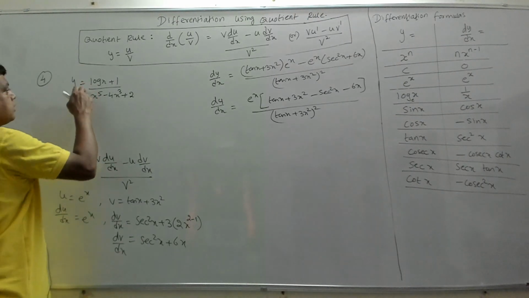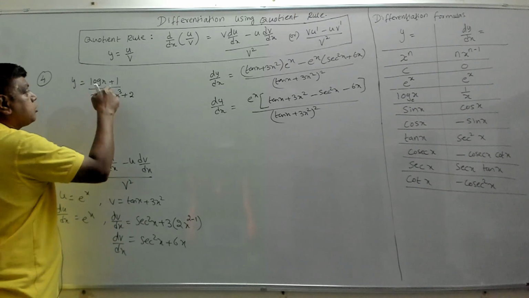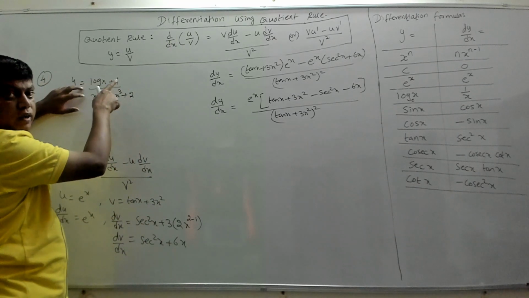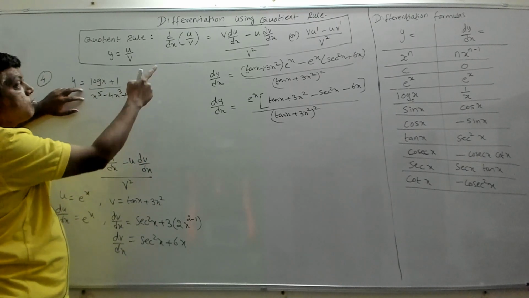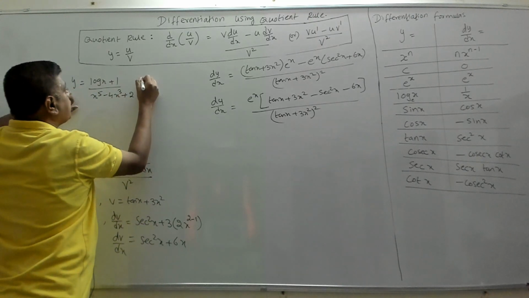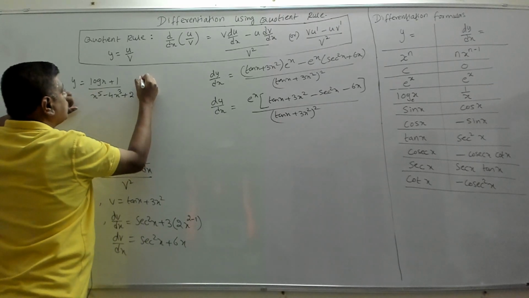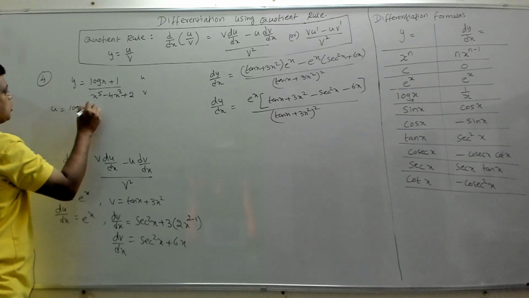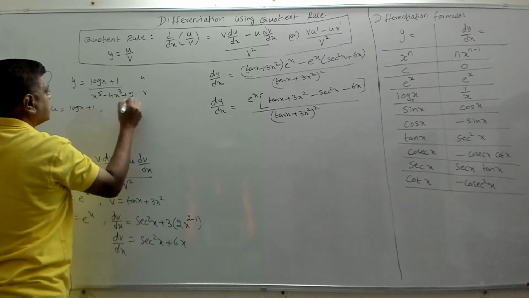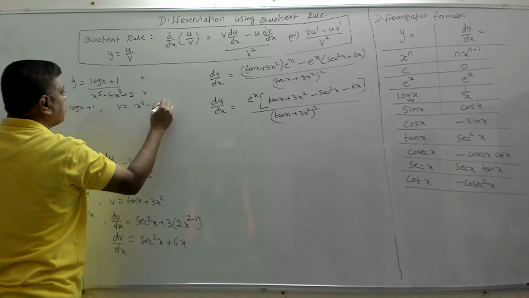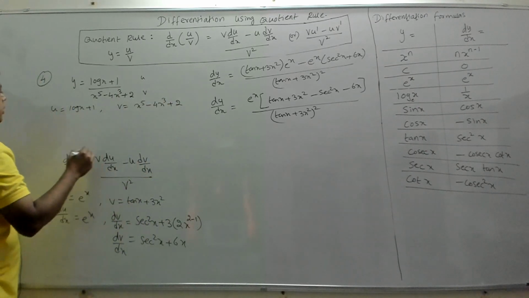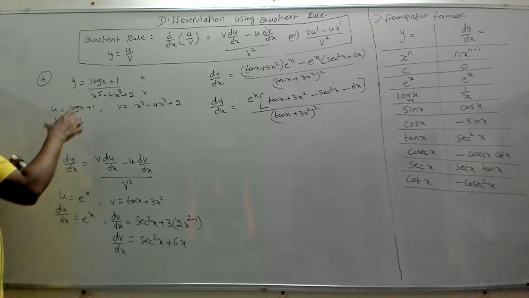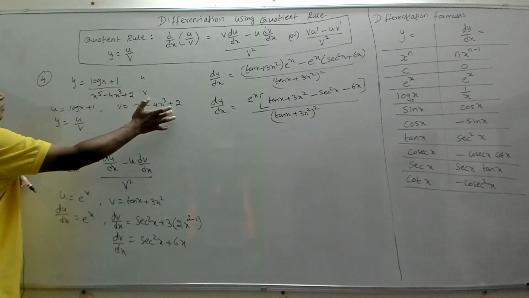Now again, it's a quotient of two functions. So whenever you see a quotient of two functions, when you see a numerator as a function and denominator as a function, we have to go for the quotient rule. Again, the numerator we will call u and the denominator v. So our u is log x plus 1 and our v is x power 5 minus 4x cube plus 2. Now our y becomes u by v.